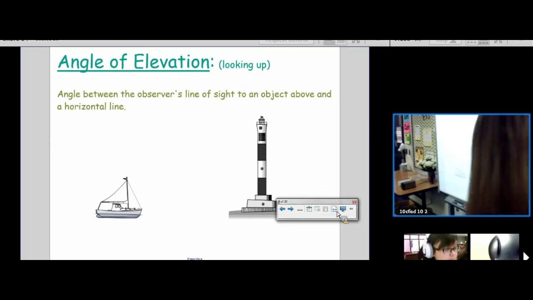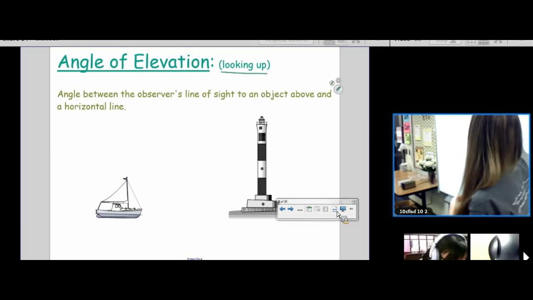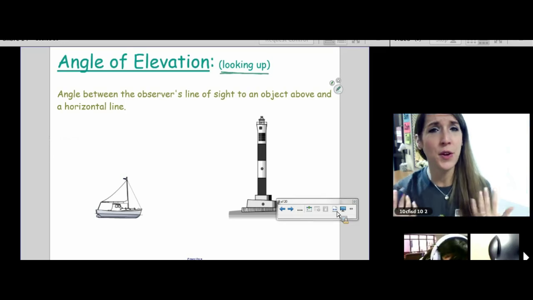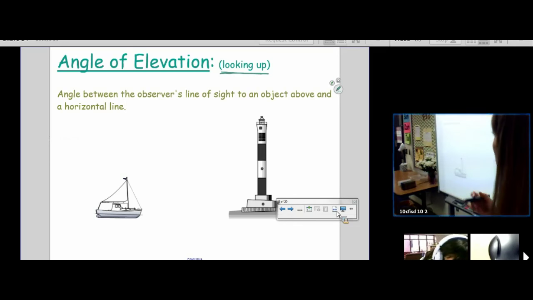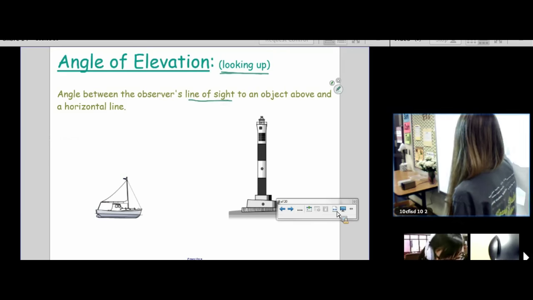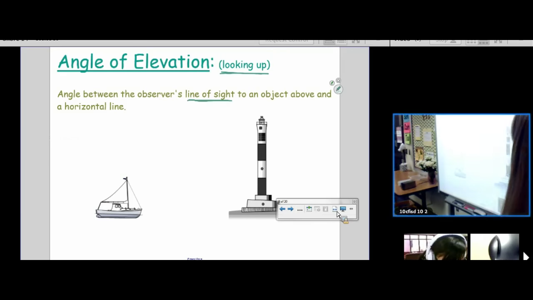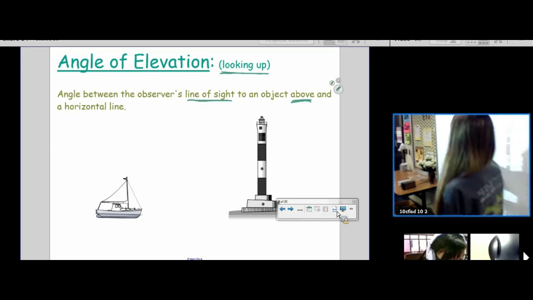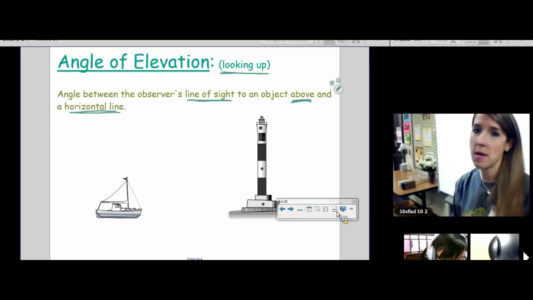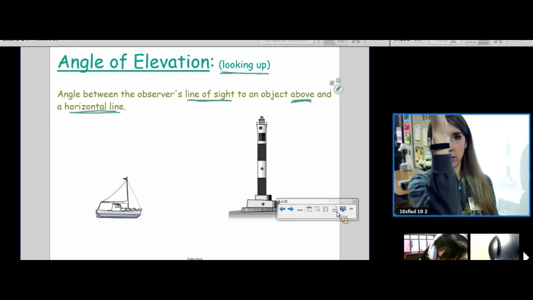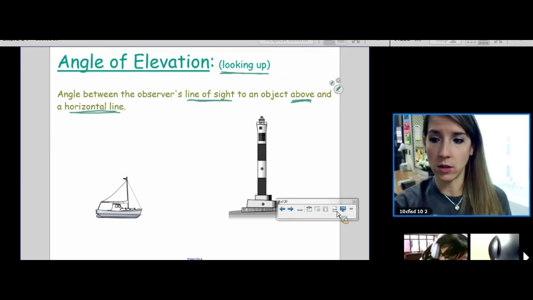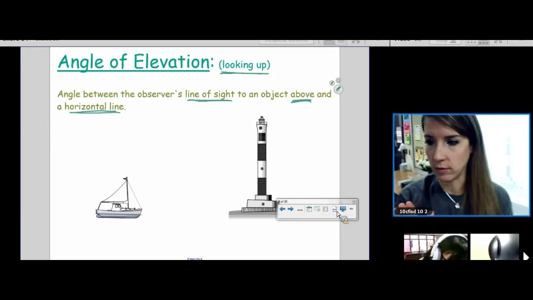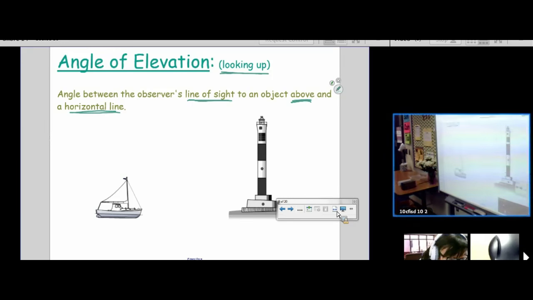So an angle of elevation, you can write this down, is when you're looking up. So for an angle of elevation, it says that it is the angle between the observer's line of sight to an object above and a horizontal line. Now remember, horizontal, vertical, horizontal, vertical. We are dealing only with horizontal in this lesson. We don't care about the vertical at all, unless it's our variable.